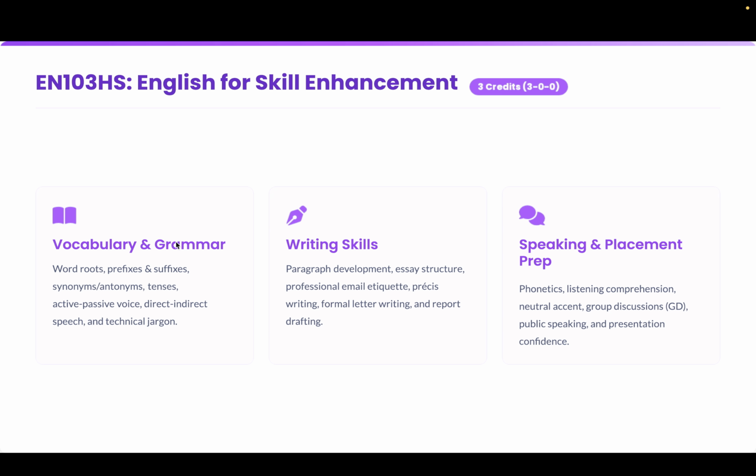And in the vocabulary, see, word roots, prefixes, suffixes, these are literally your 10th and intermediate English, so you don't have to focus a lot over here, and you don't need to be panicked.